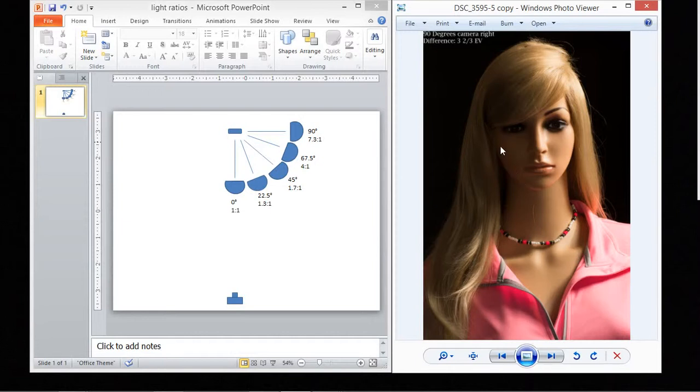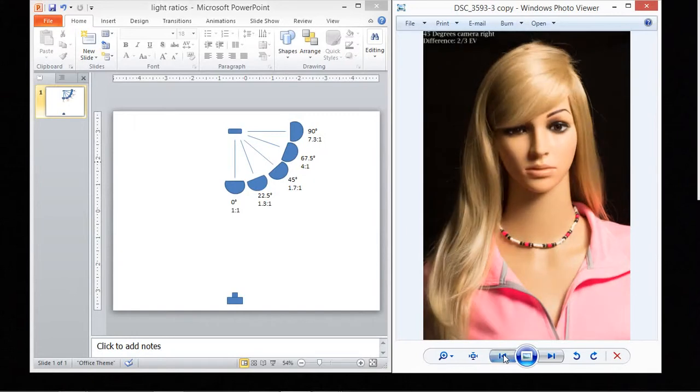But there's still definition here. It's not so dark that it went completely black, but it's 3 2/3 stops, which results in about a 7.3-to-1 lighting ratio. Again, that means for every unit of light that's striking over here, there are 7.3 units of light over here. Okay, and those are your lighting ratios.